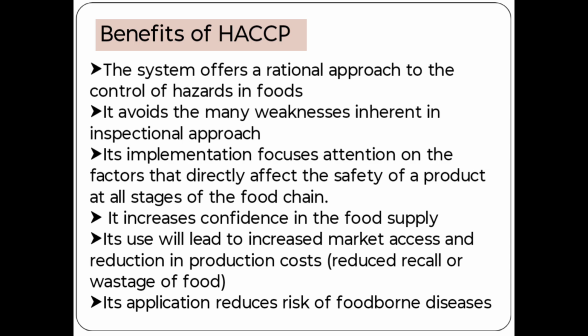Benefits of HACCP. The system offers a rational approach to control of hazards in foods. It avoids the many weaknesses inherent in the inspectional approach. Its implementation focuses attention on the factors that directly affect the safety of the product at all stages of the food chain. It increases confidence in the food supply. It usually leads to increased market access, reduction in production cost, and reduced recall or wastage of food. Its application reduces the risk of foodborne diseases.